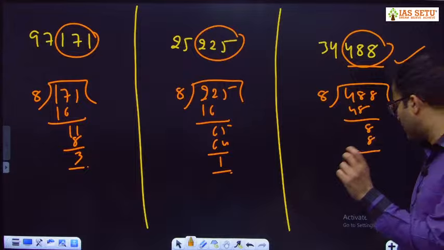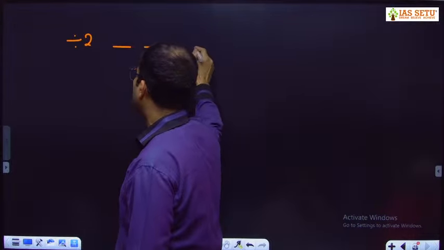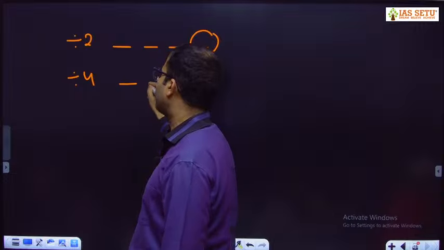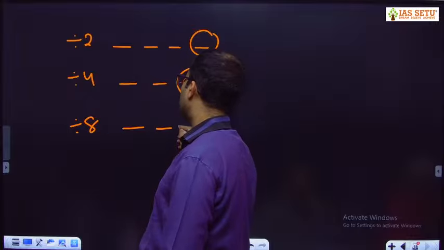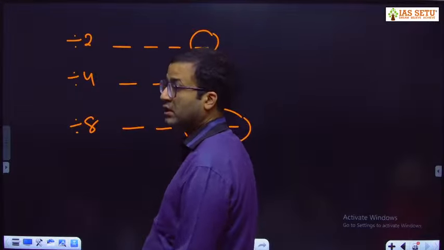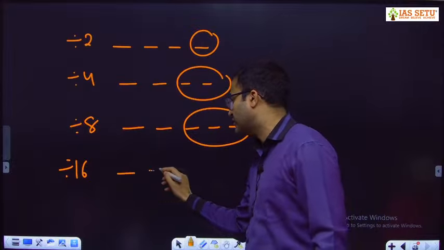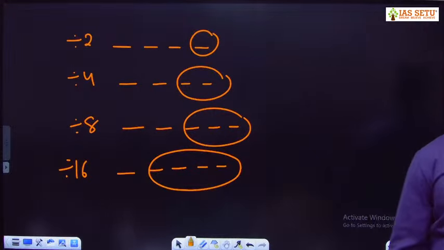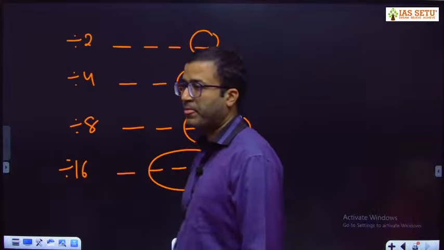Now see the concept. For divisibility of 2, we have to check 1 digit, the last unit place digit. For divisibility of 4, we have to check the last 2 digits. For divisibility of 8, we have to check the last 3 digits. Now divisibility of 16, you have to check the last 4 digits. So if the last 4 digits are divisible by 16, it means the complete number is divisible by 16.